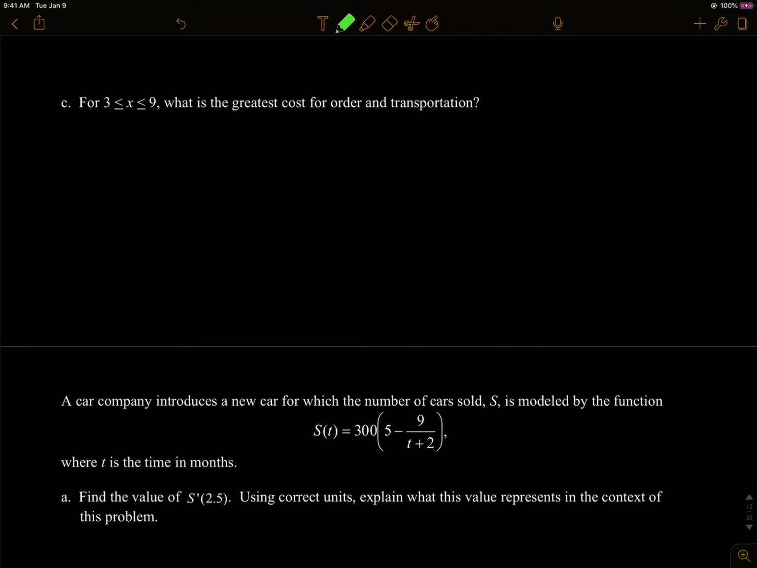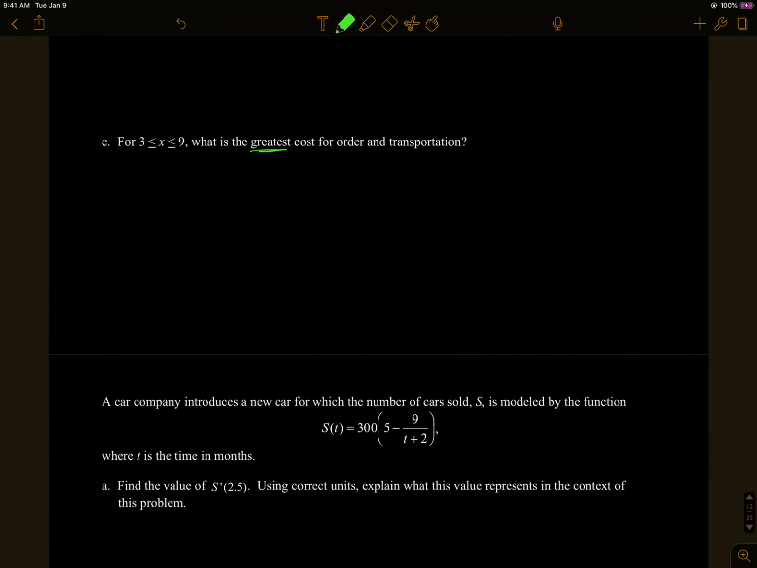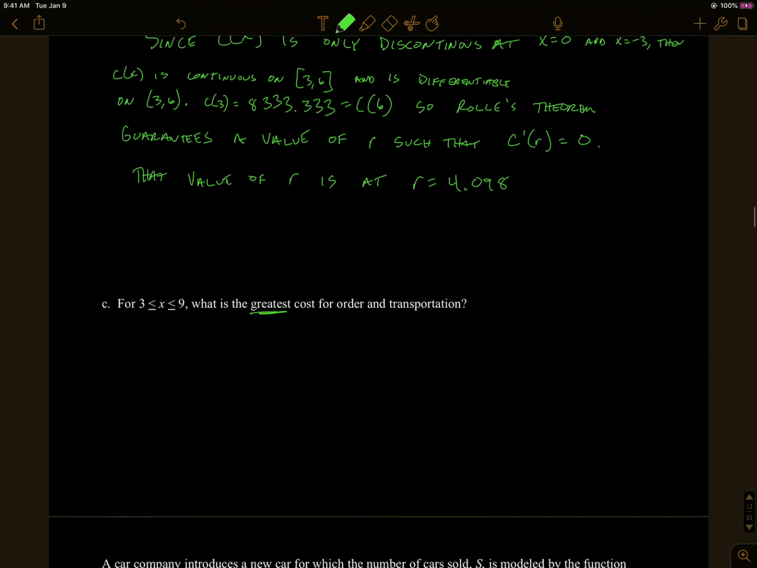Let's move on to part C. On the closed interval from 3 to 9, what's the greatest cost for order in transportation? So for this one, they're talking about what's the greatest. They're talking about an extreme value. So this is going to be an extreme value theorem. So we're going to say that the extreme value theorem guarantees the greatest cost for order in transportation will happen when we check our endpoints 3 and 9 and any places that our derivative equals 0 on that interval.